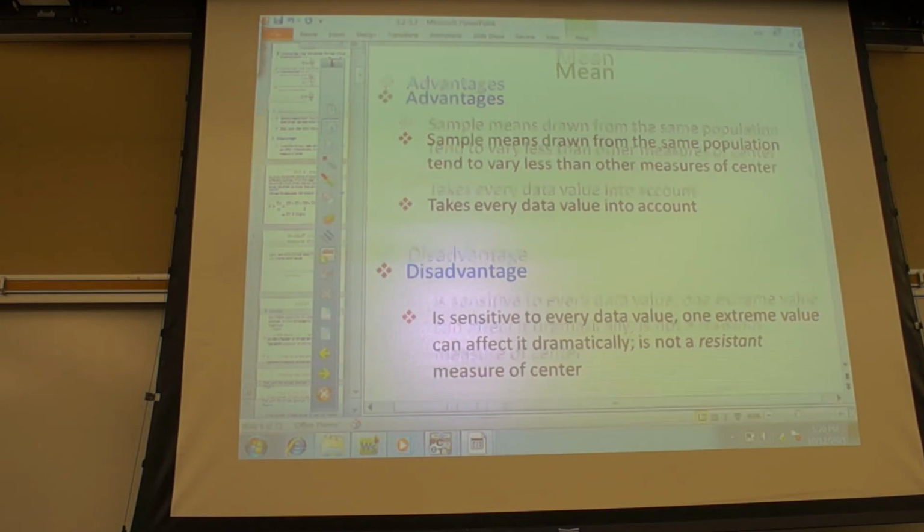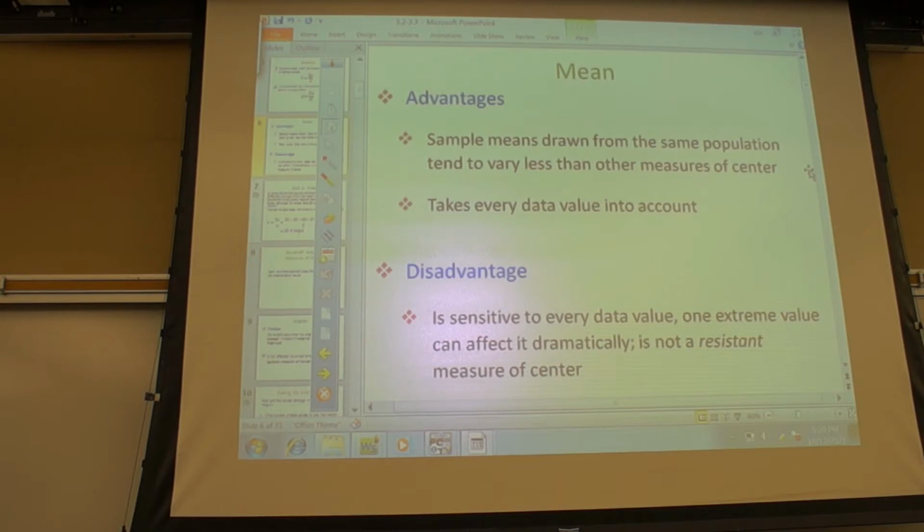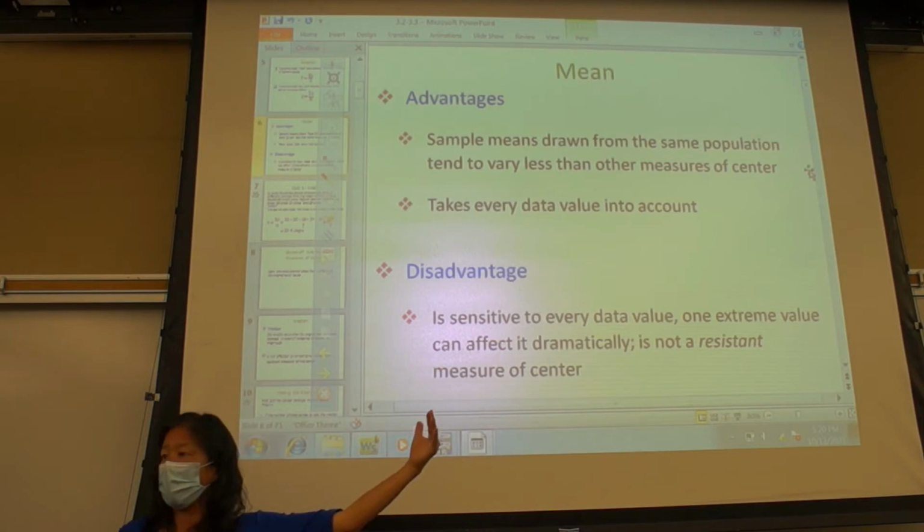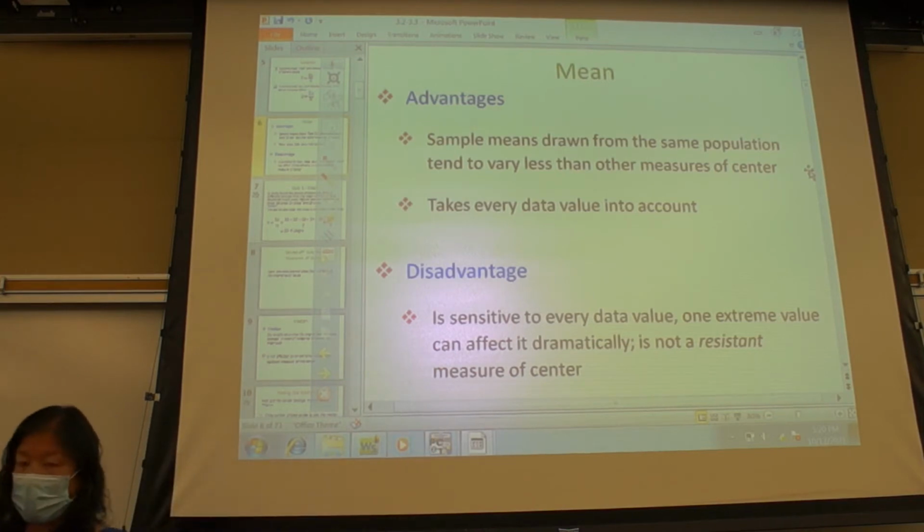Right. By resistant, we mean it's not resistant to outliers. If you remember the video yesterday with Michael Jordan, how he dragged the average of geography majors from UNC that year really high because he's an outlier. So means, if you have an outlier, it'll pull your mean off of where it should normally be.